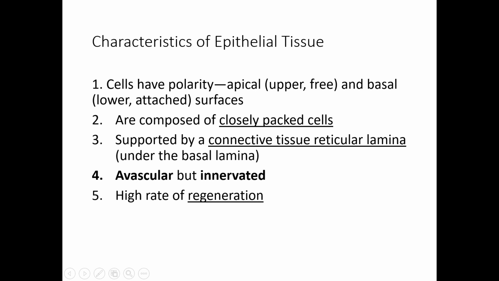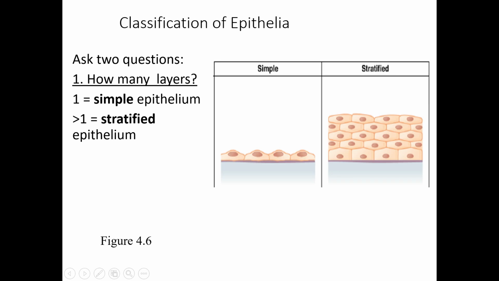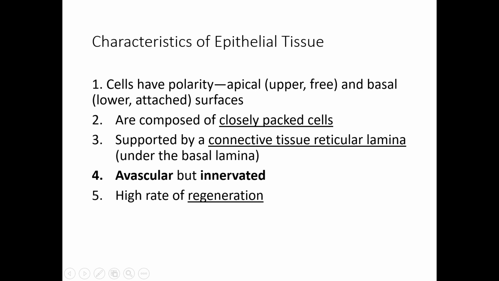Now we'll talk about characteristics of epithelial tissues. So we already said that all cells have polarity, free or apical edge and basal surfaces. Next one, all the cells are closely packed. All the cells are also supported by the basal lamina or basal membrane. All the epithelial tissues are avascular. That word means there are no blood vessels in the epithelial tissues, but they are innervated. It means there are nerves and nerve endings in the epithelial tissues.